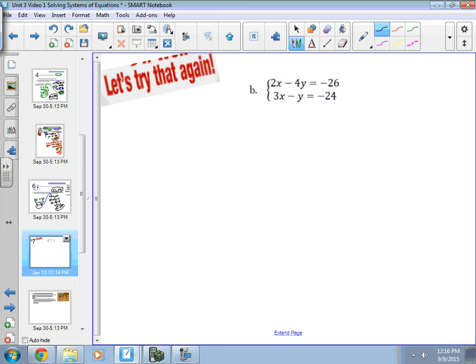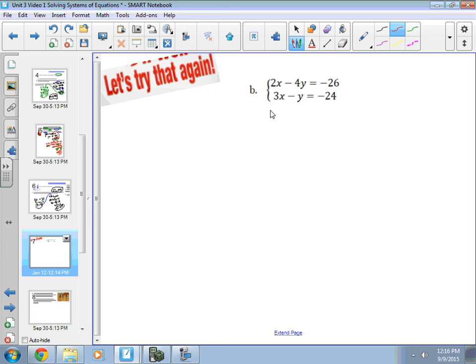Okay, let's try another one. This one. If we were to add these two up like we did the last one, we're going to run into trouble here because nothing would eliminate if we just added these together. So this is where we've got to go back and use those multiplying steps. So we need to multiply the top and bottom by something to make these the same.